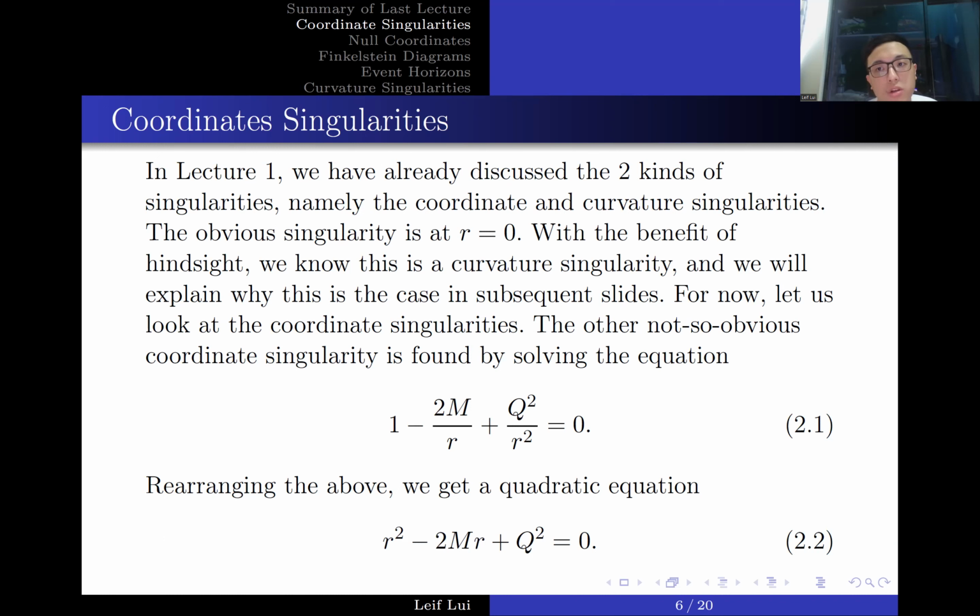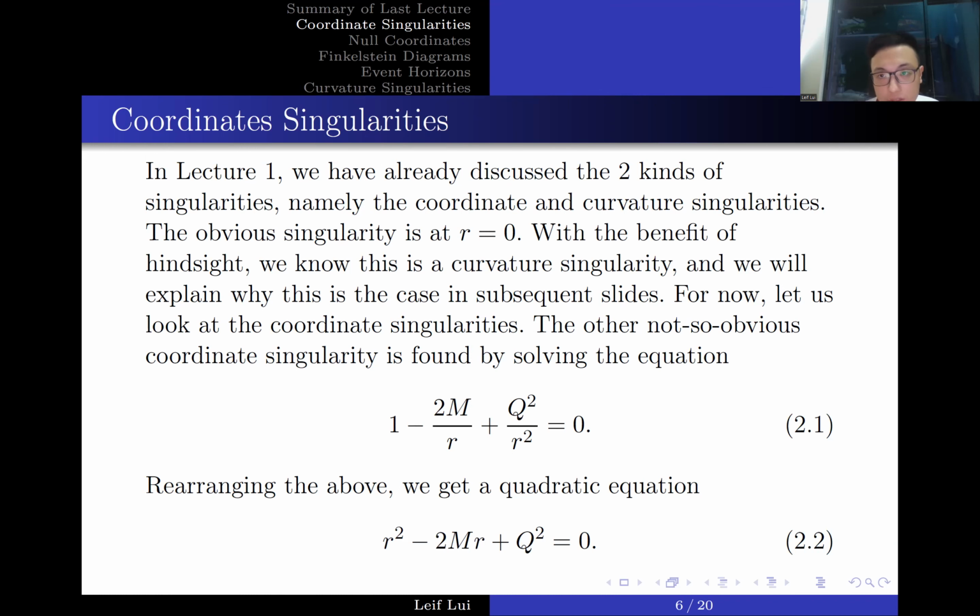But we have done this for the Schwarzschild metric. So, the argument is essentially identical. So you should, in principle, already know how to do it. But nevertheless, I will show you how to do it. For now, let us look at the coordinate singularities.